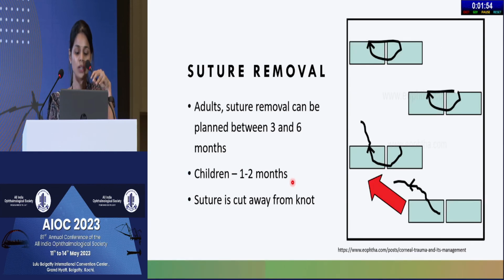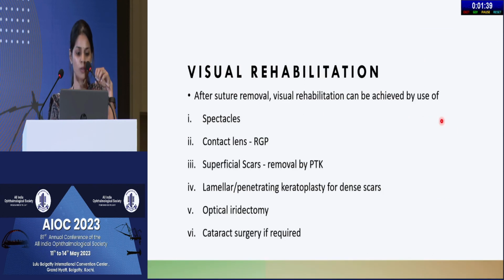Suture removal for adults is done between 3 and 6 months, and for children, it's much earlier, 1 to 2 months. While removing sutures, we try to cut the suture away from the knot and remove it like this. In that way, the knot doesn't traverse through the stroma. So once your sutures are removed, for visual rehabilitation, we can either provide spectacles or contact lenses and RGP.